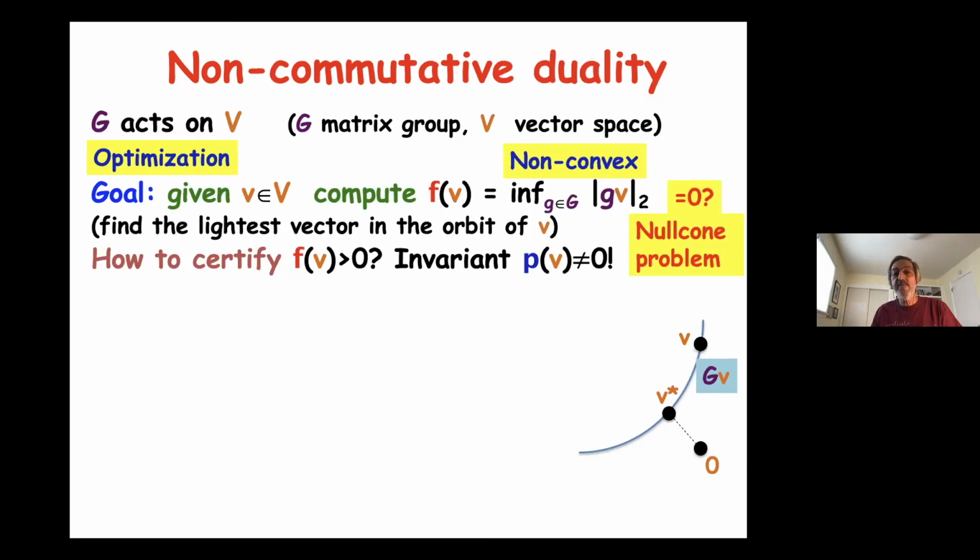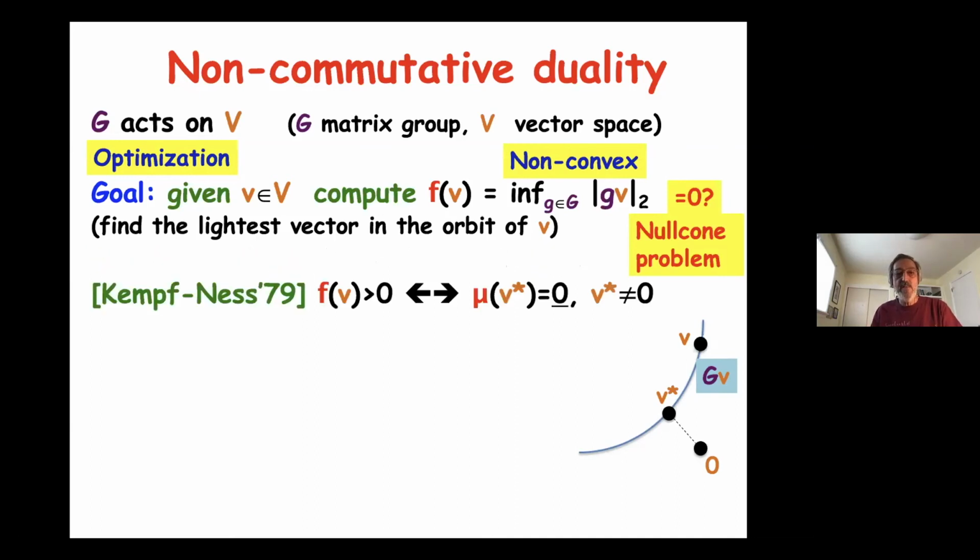How do we certify that it's 0? Is there an easy way to explain when it is 0, even before computing it? That's the content of the important non-commutative duality theorem. It says that the value of this optimization problem is positive if and only if the value of another function, the moment map, on the minimum point, on this non-zero point which is in the orbit, is 0.